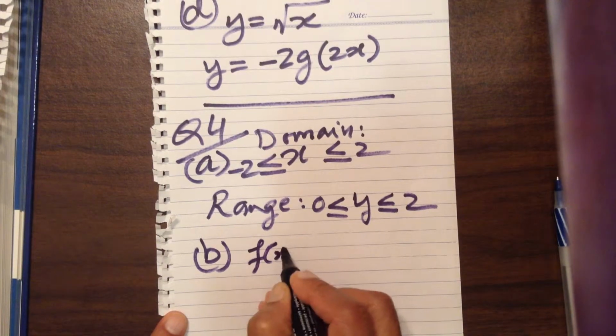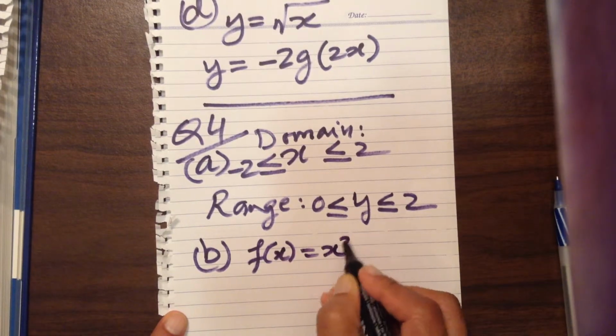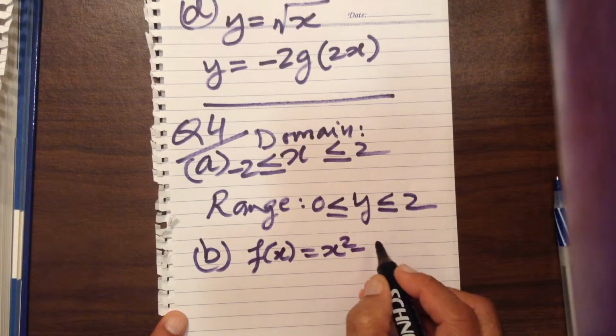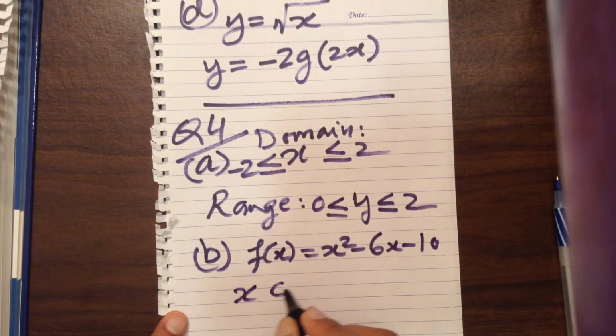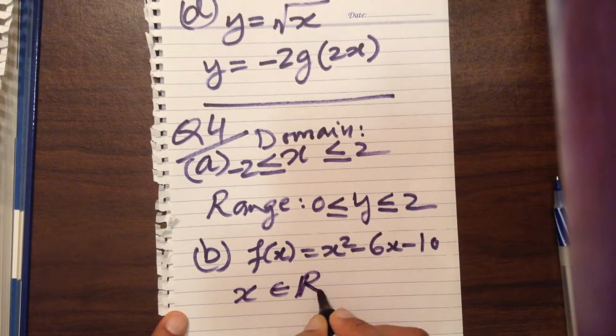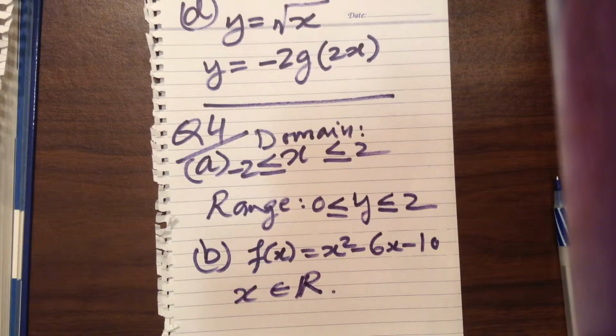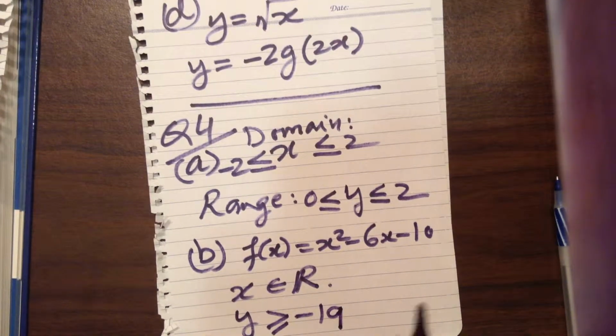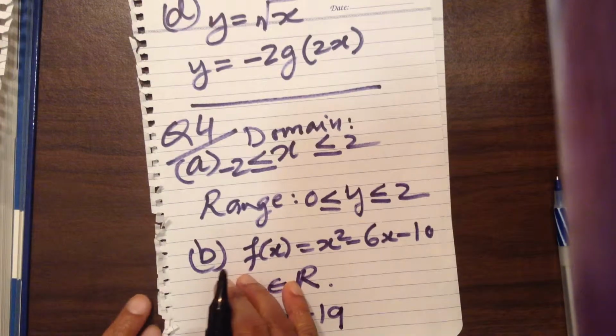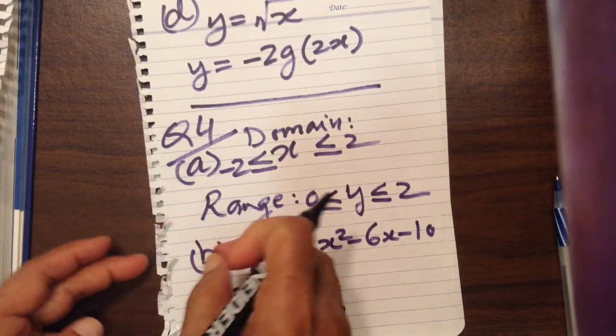f(x) is equal to x squared minus 6x minus 10. Well, x can be given any real value and y can be found. y is greater than or equal to negative 19. That is part B.